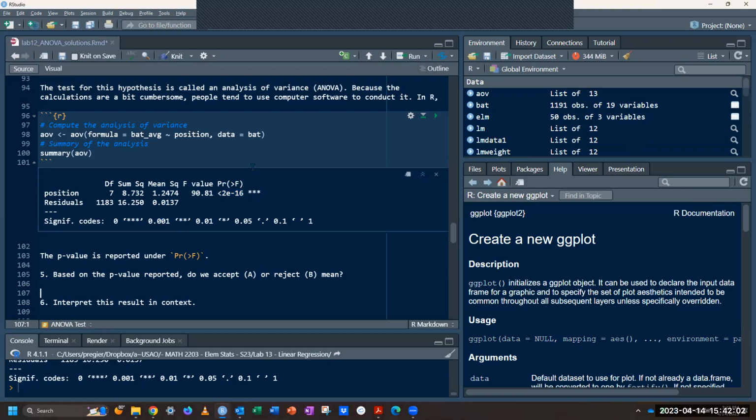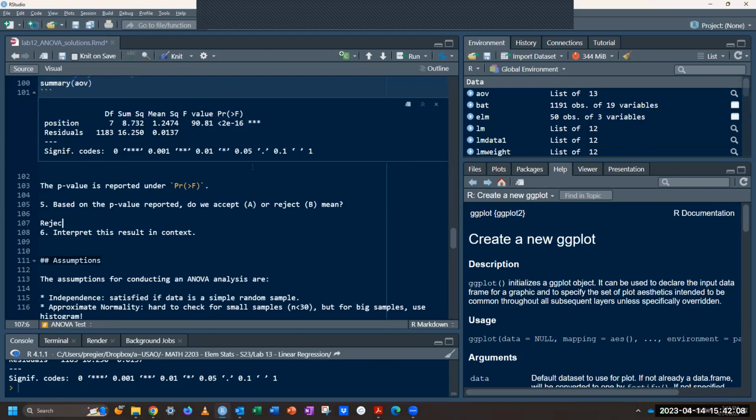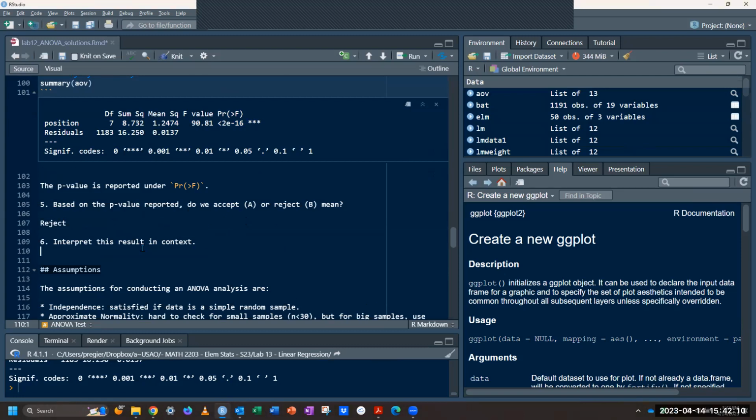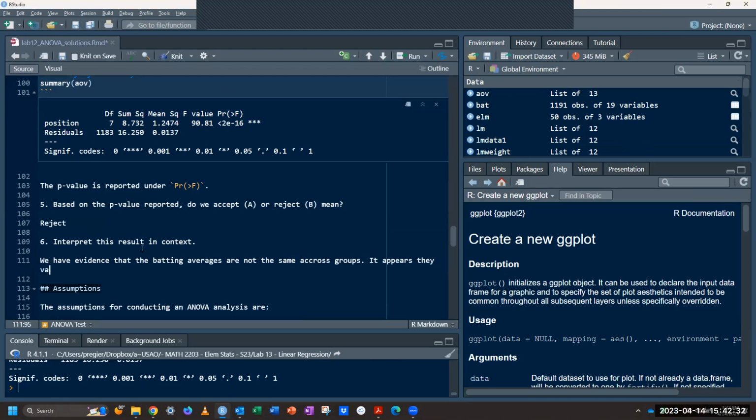So based on this, with the p-value getting so small, kick H naught out, over the wall. So we reject it. In context, what does that mean? That means we have evidence that the batting averages are not the same. It appears they vary. We have significant evidence that it varies. I should say that that's more precise.